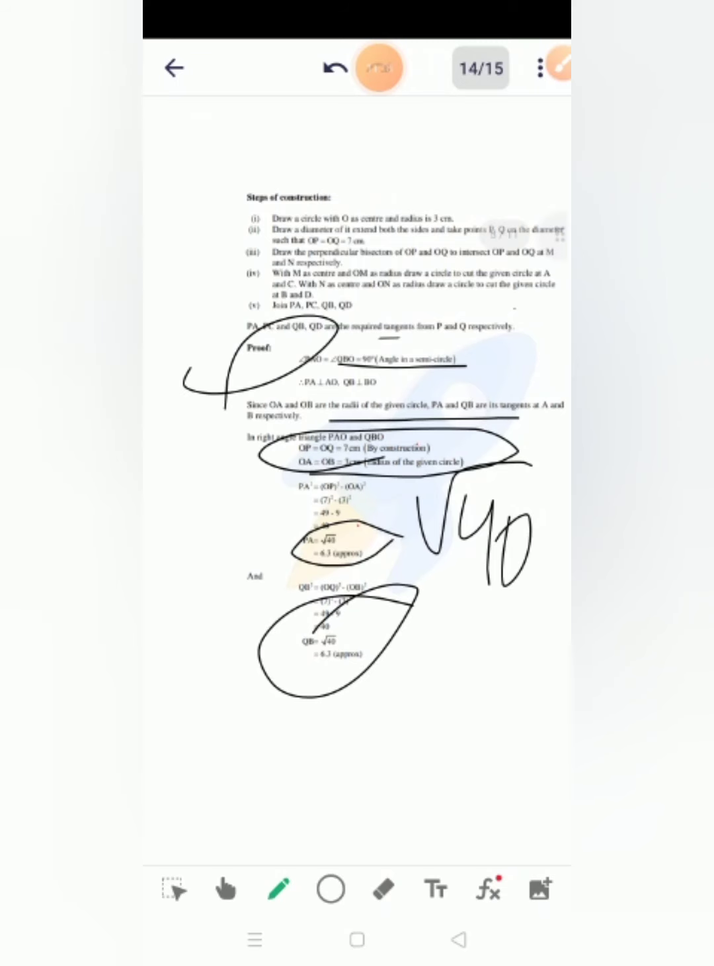Okay, you need to measure the tangents by your scale, a ruler, first, and then you'll get the same as this. If you got the same, then you have proved your construction. Thank you.